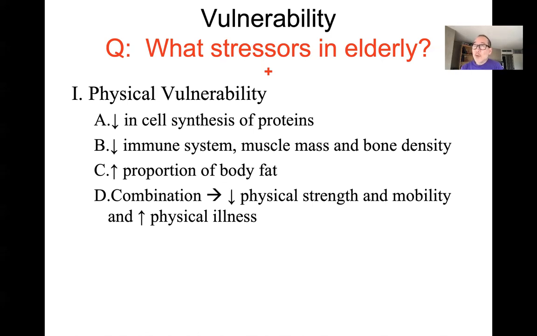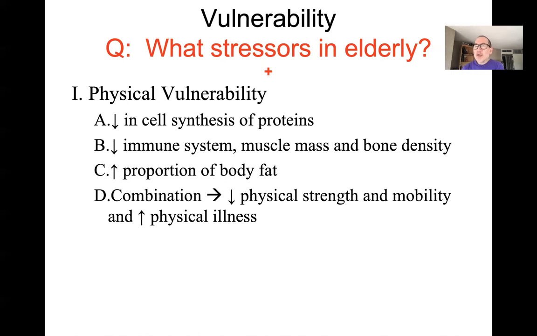There's a decrease in the immune system, and in muscle. Although I wrote here decrease in muscle mass, let me correct myself: the overall size, the amount of space that the muscle takes, certainly changes, but the actual muscle cells don't just disappear. They certainly shrink with aging. So muscle mass does decrease; I just had to correct myself there. Also bone density decreases, and there is a very common increase in the proportion of body fat.